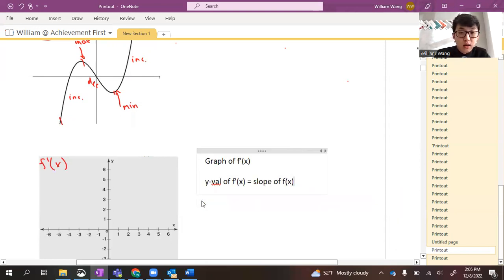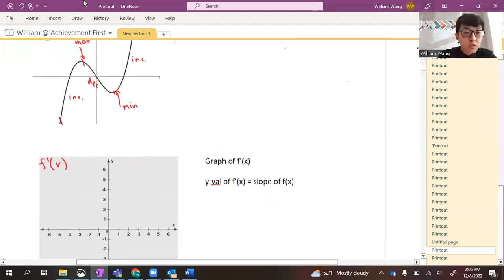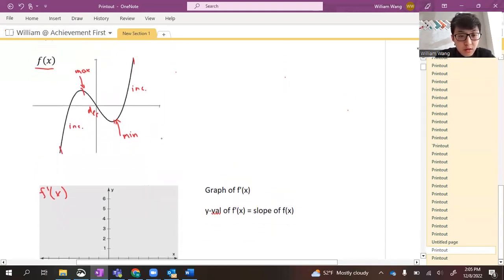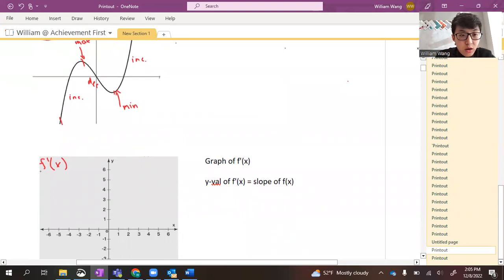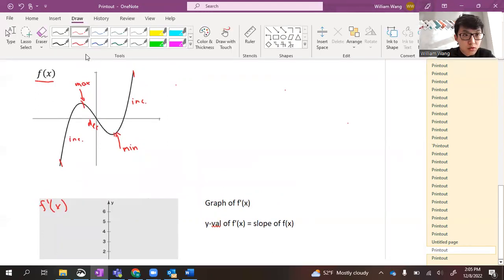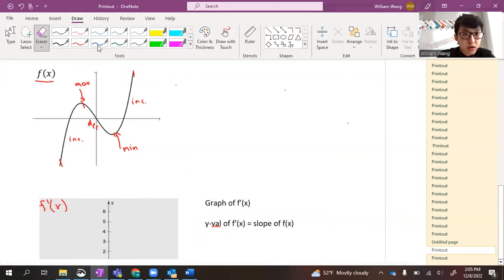So let's actually really concretely iron that down. So I'm going to now draw this. So let's see how I can illustrate that relationship. First, let's say I want to draw f prime of x, and I have this relationship. The y value of f prime of x is equal to the slope of f of x. Well, I'm going to go back to my f of x. I'm going to erase some stuff. Actually, I'll leave it there.